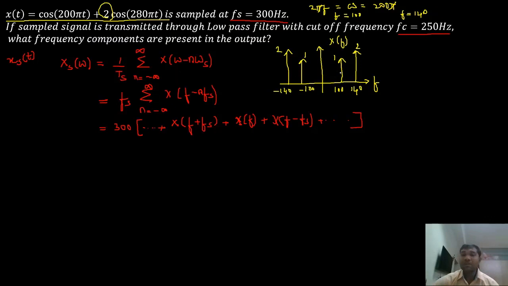I have considered impulses here because, what is the amplitude spectrum of cos? The amplitude spectrum of cos is two impulses, at omega equal to omega naught and minus omega naught. So the same thing I am drawing here. That is the base for this diagram. So this is my X of f.